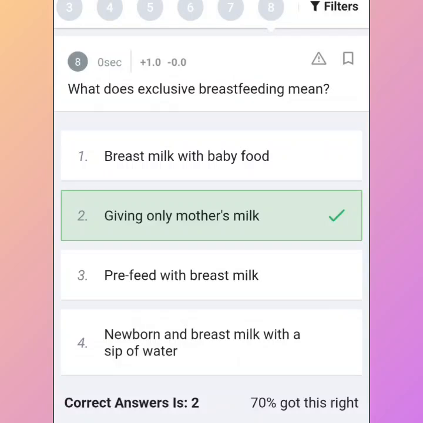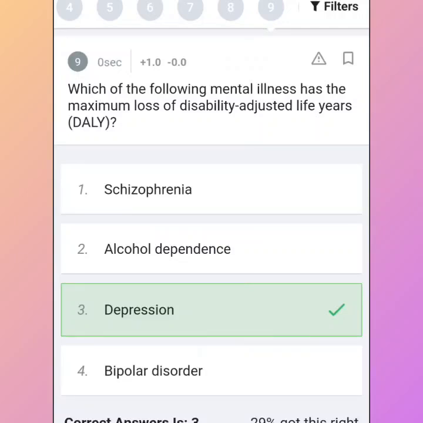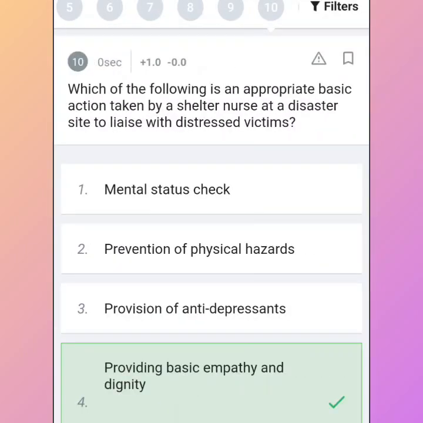What does exclusive breastfeeding mean? Option second, giving only mother's milk. Which of the following mental illnesses has the maximum loss of disability adjusted life years? Depression. Question number 10. Which of the following is an appropriate basic action taken by a shelter nurse at a disaster site to liaise with a distressed victim? Option 4, providing basic empathy and dignity.